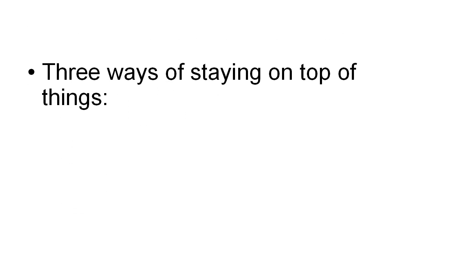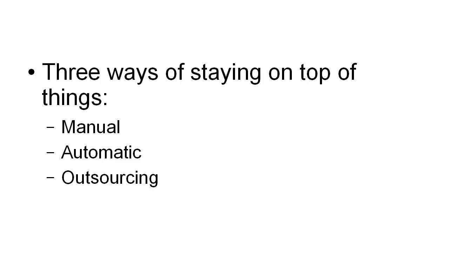And there are three ways that you can stay on top of things. You can do it manually by yourself or by somebody in your organization. You can do it automatically, and I'll talk a bit more about that later on in the video. Or you can outsource it altogether and get somebody else to run your social media for you, a VA or somebody similar. Now let's look at how you can do this manually.